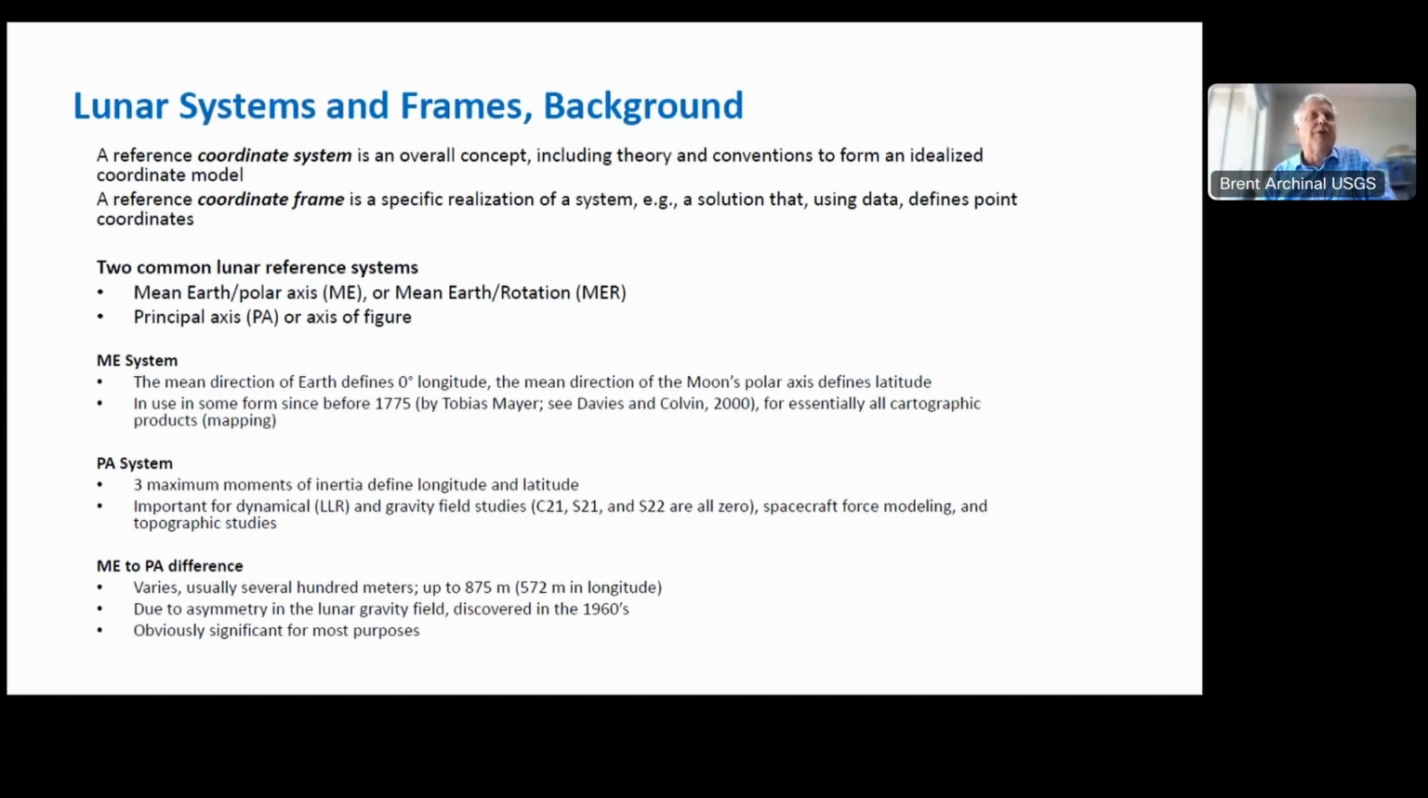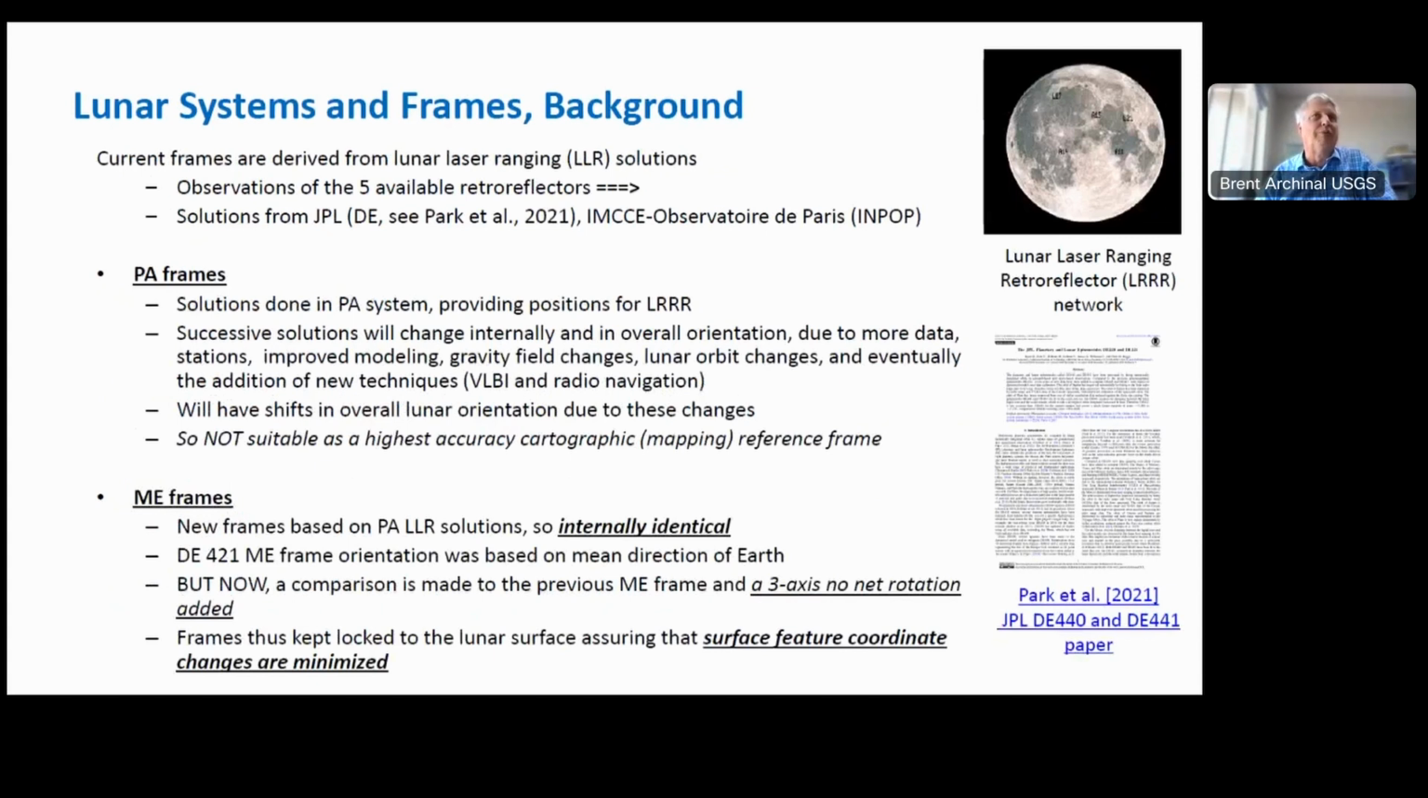The next slide covers more background, and this time about the frames. The actual frames are derived from observations of the lunar laser ranging retroreflectors on the moon and solutions done at JPL and the IMCCE in Paris. These solutions are done in a principal axis system, so they always make principal axis frames by providing positions for the retroreflectors. Successive solutions will change some internally and a little bit in orientation, right now probably at the meter level or less, but they still change due to having different data sets, changes in modeling and parameters, and they'll eventually change due to having different data sets being added to these solutions.